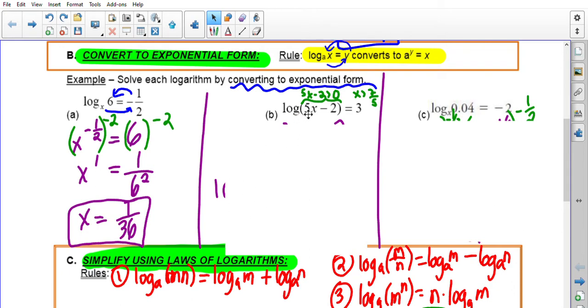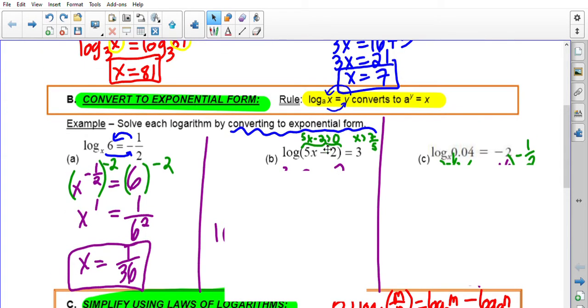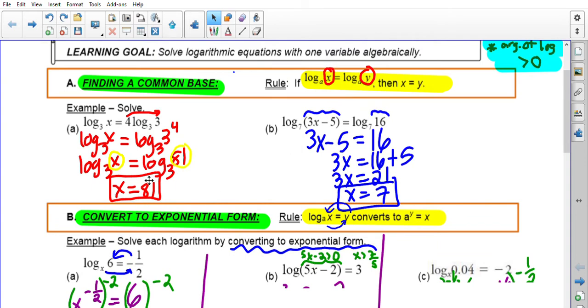All right, next one, we have log of 5x minus 2, so that's an argument, equals 3. Right away, when I see x in the argument, I know that the argument must be positive, so 5x minus 2 must be greater than 0. If I isolate that, I get that x must be greater than 2 over 5. And I know that the answers I got up here also worked: if I put in 81, that would be positive, and if I plugged in 7 into the argument here, I would get 21 minus 5, which is a positive number, so that answer works too.